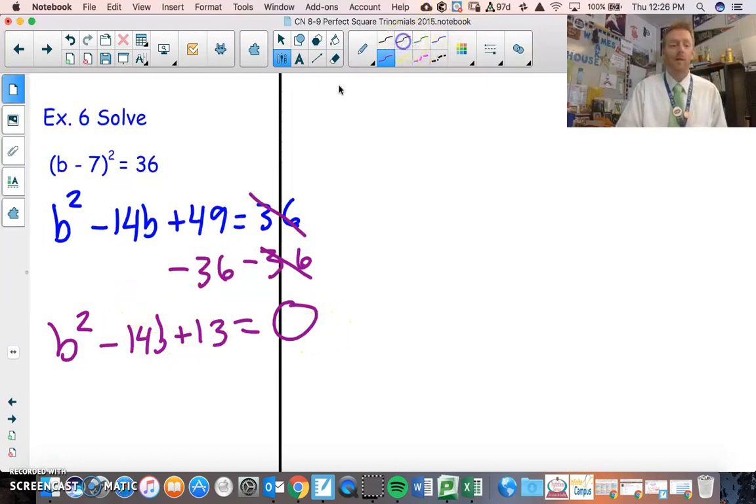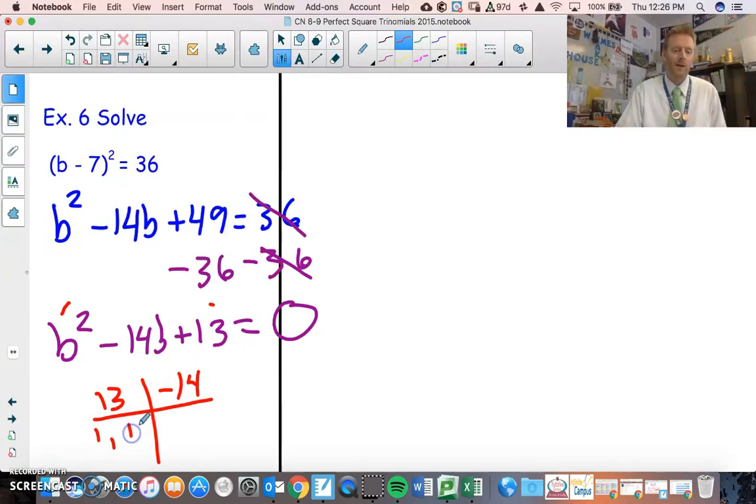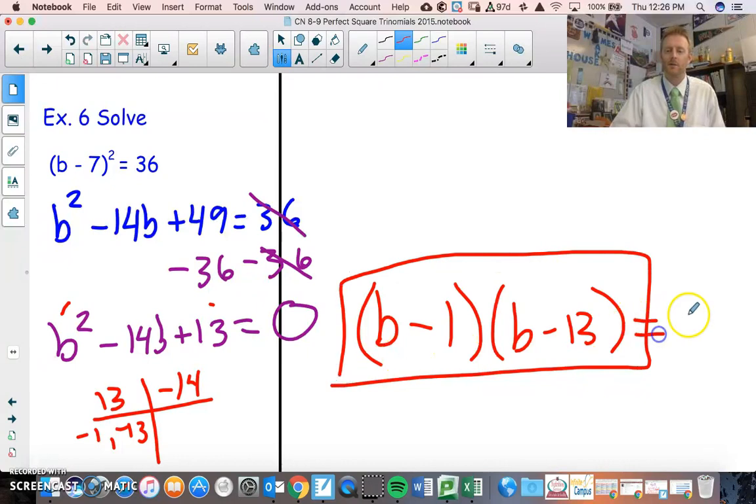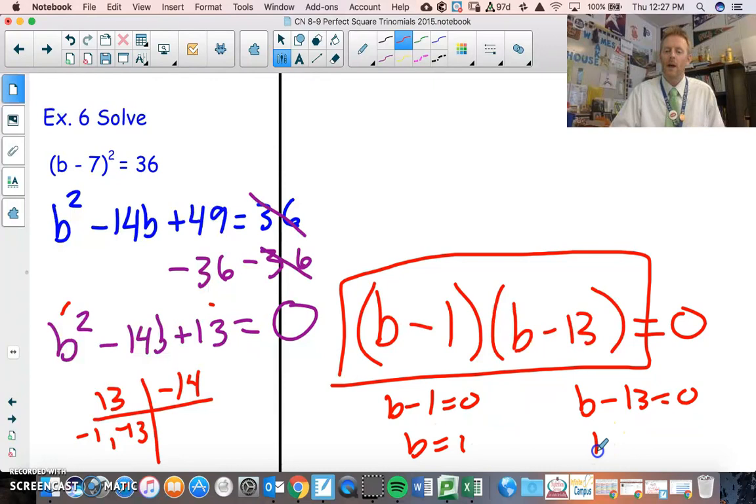Now because we do not have a variable in front of the b squared, we're just looking at this as what multiplies to make a 13 and what adds to make a negative 14. Now because 13's prime, it was just 1 and 13, and we know that this has to be negative, so these both have to be negative for the product to still be positive. So I'm going to have myself a b minus 1 and a b minus 13 as my two factors for example 6 to be equal to 0. And then when I solve those, it's b minus 1 equals 0 and b minus 13 equals 0. So b is equal to 1 and b is equal to positive 13 because we just solved those really quickly.